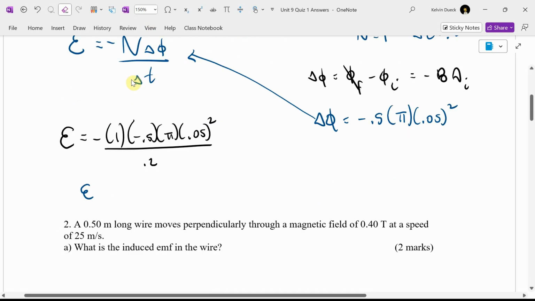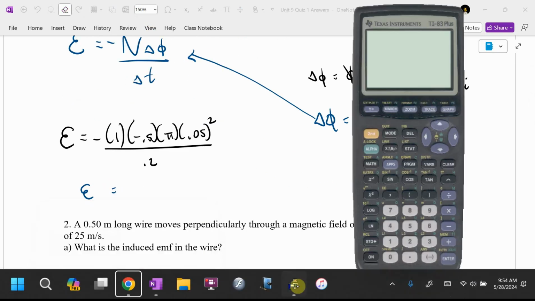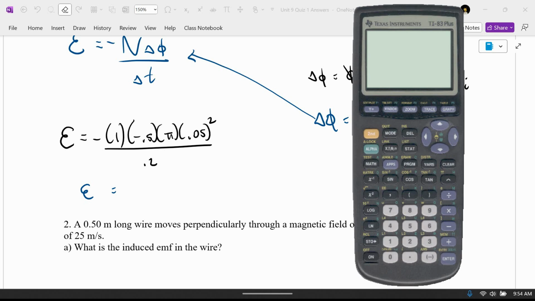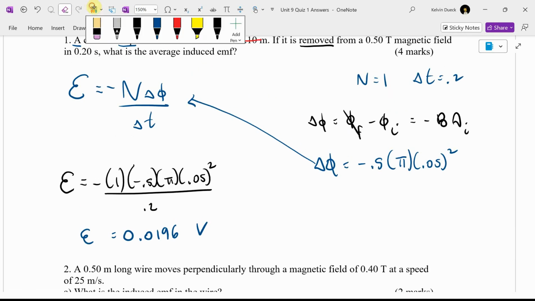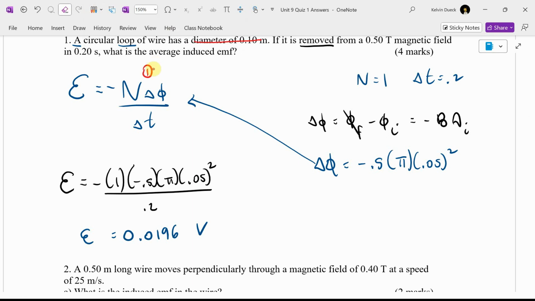I'm doing some really quick math in my head. I don't think we're going to get a big voltage here. What's a negative times a negative? I skipped typing that, and I skipped typing the 1. I said, okay, 0.5 times pi times 0.05, don't forget the squared, divided by 0.2. Did you get 0.0196? Yeah, not much. 0.0196 volts. If you got that right, I would give you 4 out of 4. Otherwise, I'd probably give you 1 mark for the setup, 1 mark for the numbers, and 1 mark for the answer.